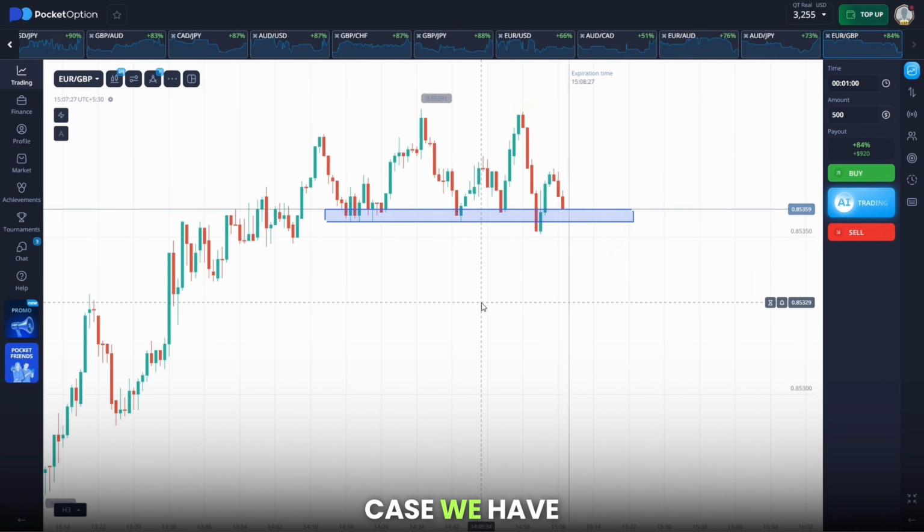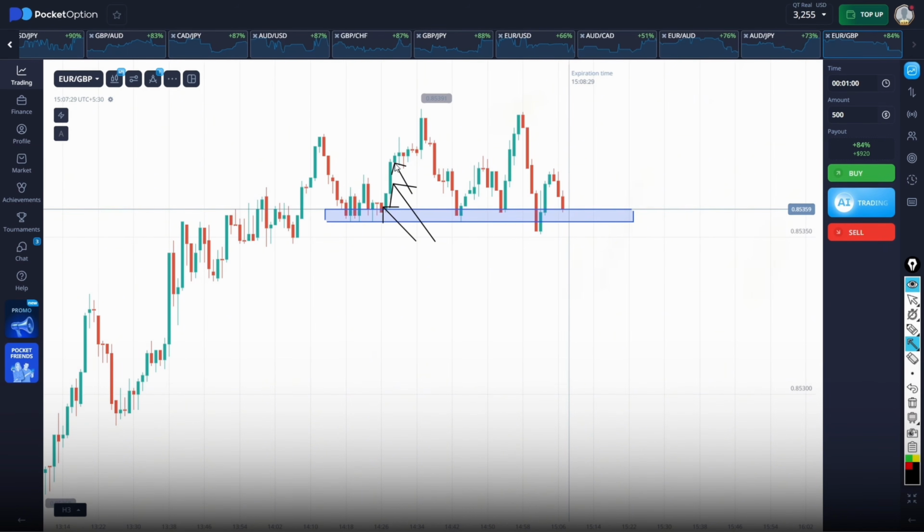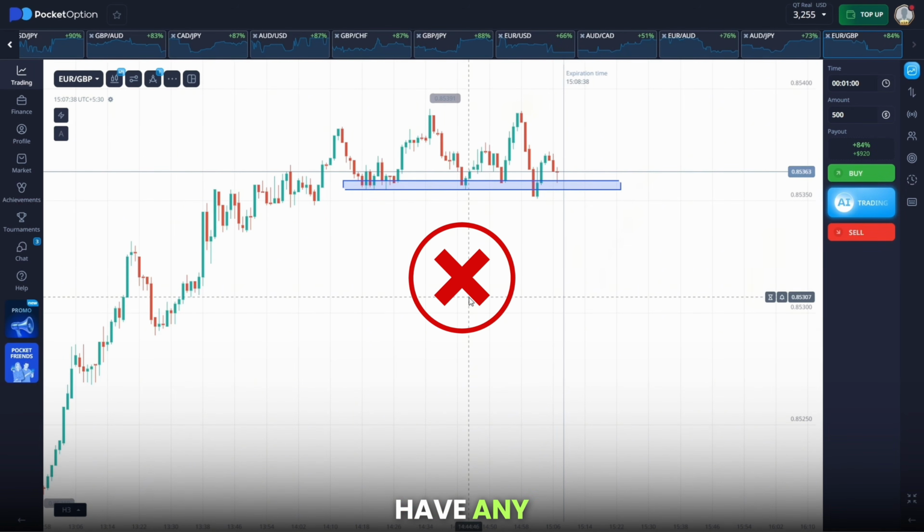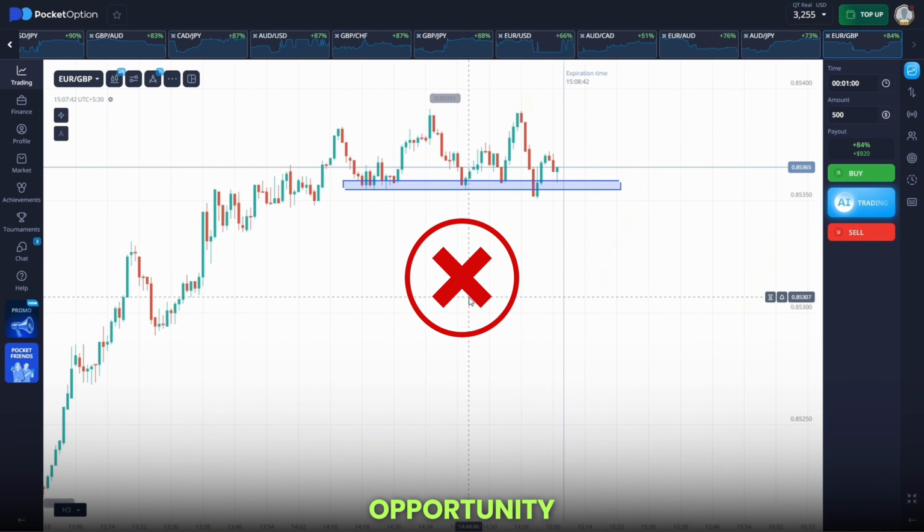So in this case, we have initial moves here. So I targeted reversal here, initial move here. So I targeted reversal here. Let's find another trading setup. On this chart, I do not have any proper trading setup anymore. Let's find another trading opportunity now.